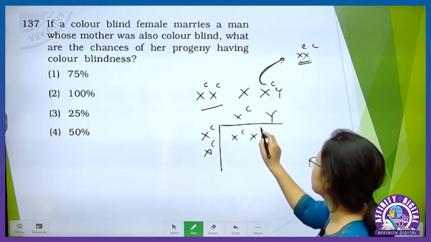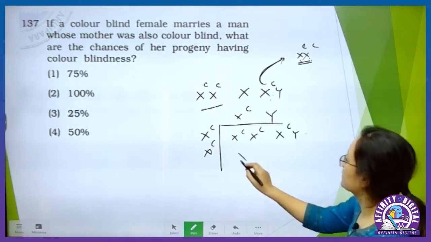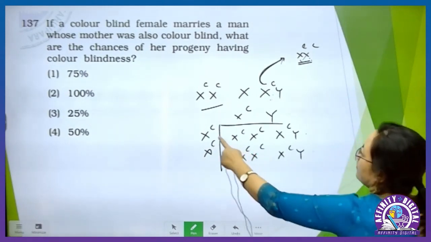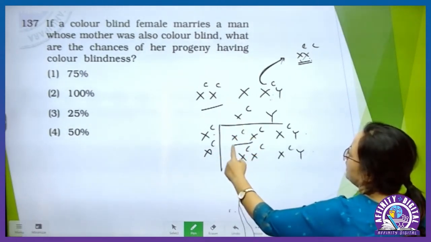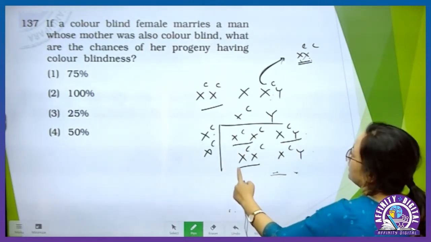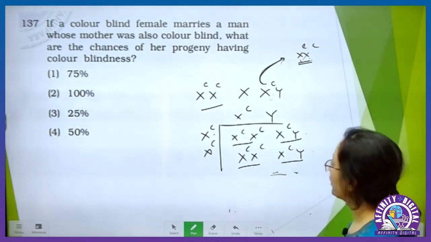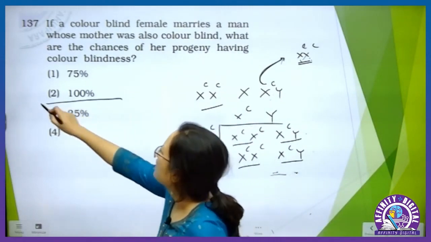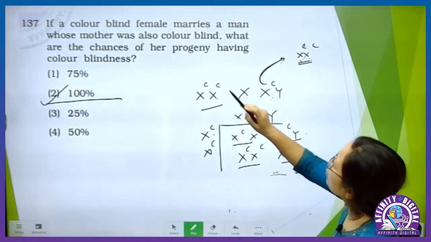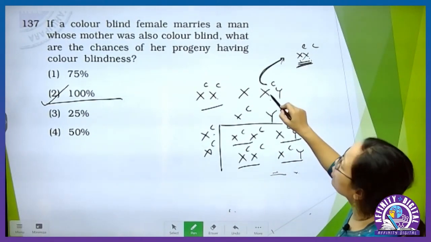This will be this, and this will be this. This one will be a totally colorblind girl, and a colorblind boy. This will also be colorblind, and this will also be a colorblind boy. That means the answer will be 100%. A colorblind female marries a man whose mother was also colorblind. The mother is colorblind, so this man also has to be colorblind.